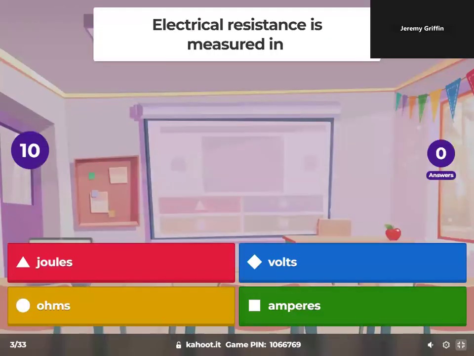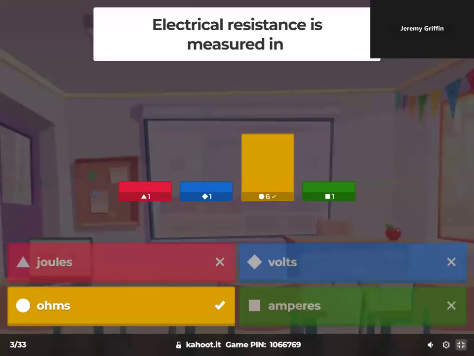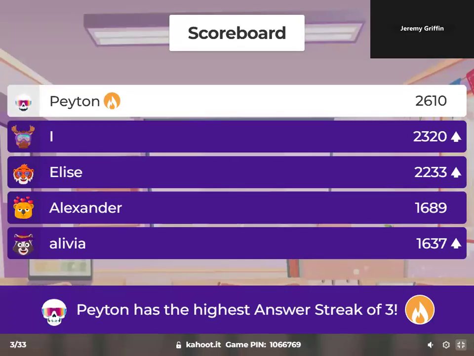Electrical resistance is measured in ohms. And that's the Greek letter omega, isn't it? Greek letter omega for ohms to measure resistance. What does joules measure? Some amount of energy. In a battery there's some finite amount of chemical energy stored there. Volts measures potential difference, or voltage. Potential difference or voltage is measured in volts. What does amperes measure? Electric current, like coulombs per second. That's an amp.